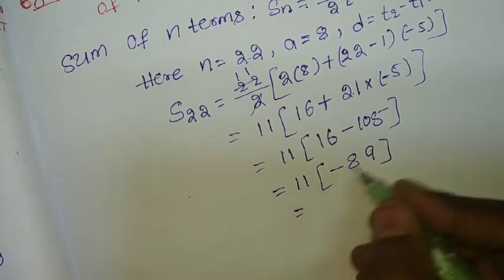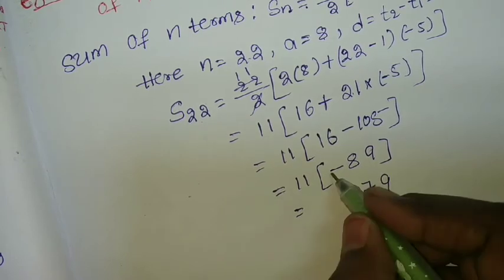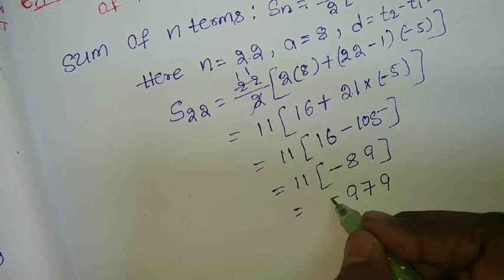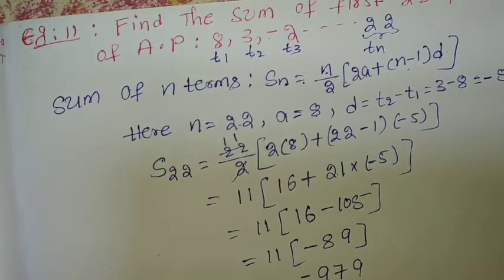And again you have to multiply 11 into 89. We will get 979. And then we have a negative sign, so keep negative. Minus 979 is the answer. Before that, please pause the video to note down all.